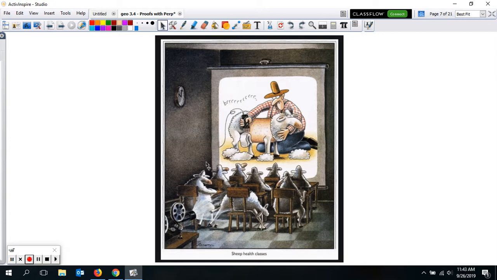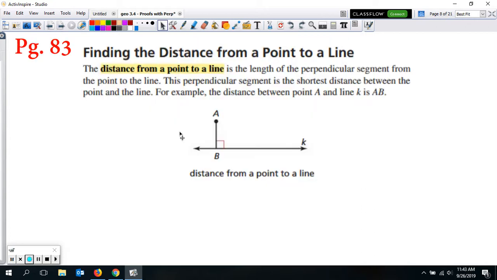All right, let's get into our vocabulary for this lesson. Here it's the distance from a point to a plane, on page 83. So go to page 83, and we're going to write down what the distance from a point to a plane is. It may be helpful for you to draw this diagram, and I would do that. I would draw a quick little line K, and right there, a little segment. Just put a point there, and then a point up here. Draw a straight line down showing a right angle, because the distance from a point to a line is always going to be in a perpendicular fashion.